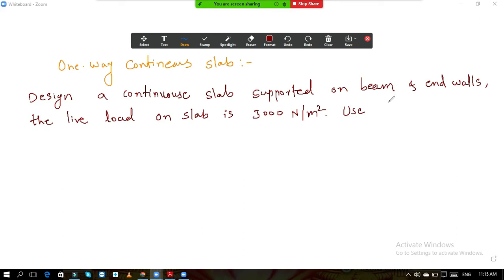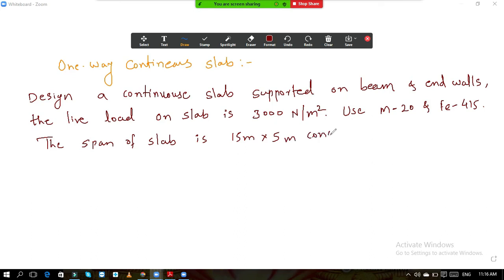Use M20 and Fe415. The span of slab is 15 meter by 5 meter, consisting of 5 panels. Full stop.